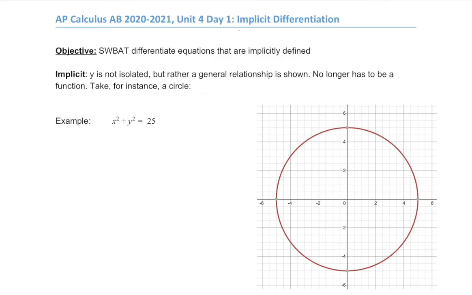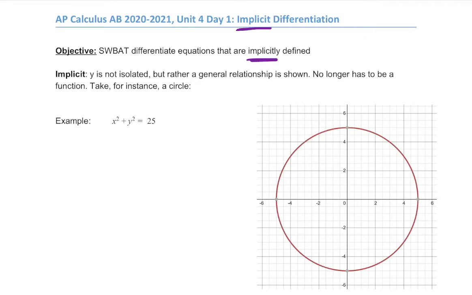So by the end of today, you are going to be able to take the derivative of functions that are implicitly defined. What implicitly defined means is, instead of having a function where y is explicitly, meaning spelled out exactly, defined in terms of x, you're going to just be given a general relationship.